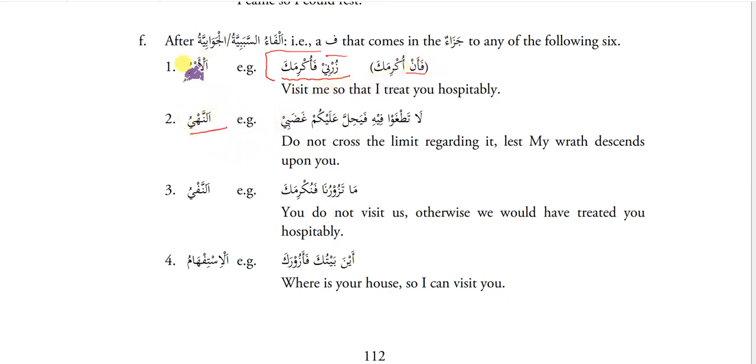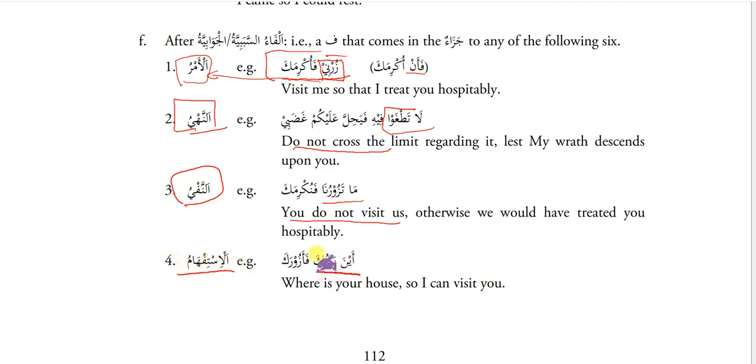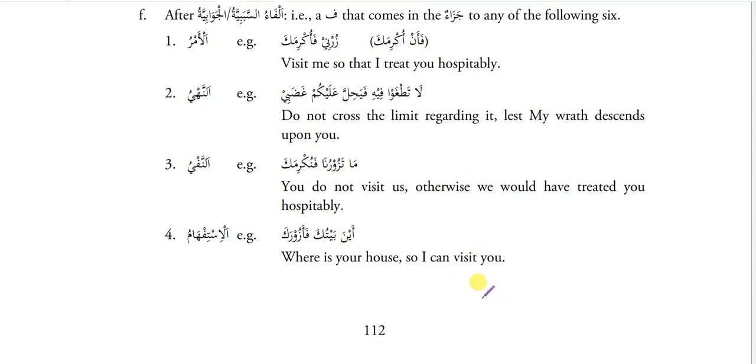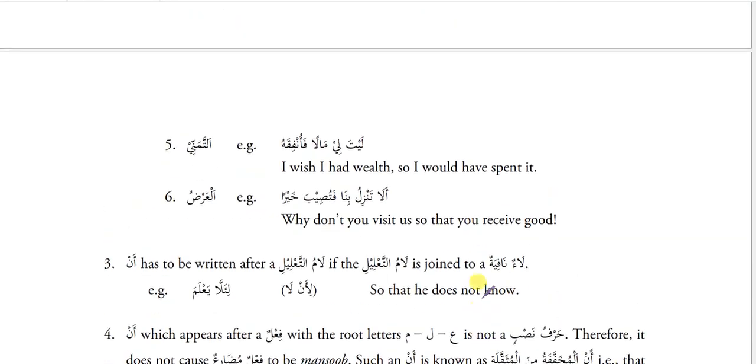Then with al-amr. Here zurni is actually a command, so that's why this is fi'l amr. Nahi is a command in negative, like la tatghaw. Do not cross. So this is a command but in a negative. Then we have nafi. Nafi means a fi'l manfi, like ma tazuruna, you do not visit us. And then we have al-istifham, meaning question, like aina baituka fa azuraka, where is your house so I can visit.